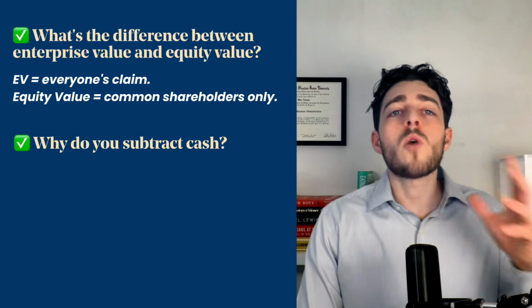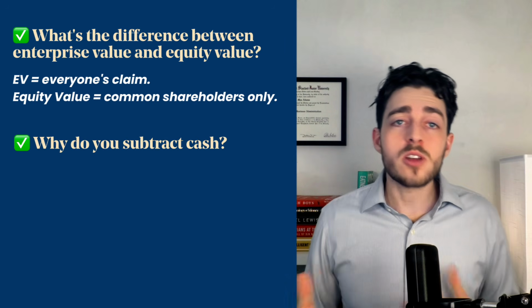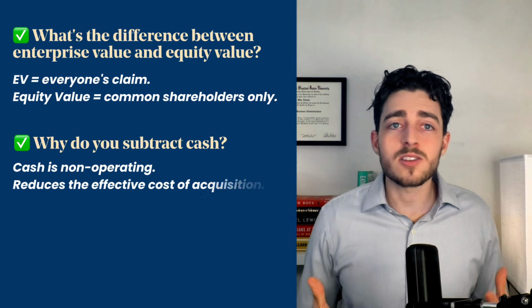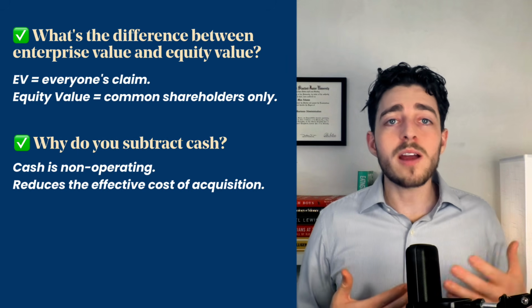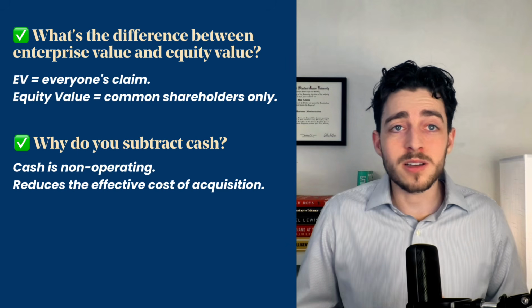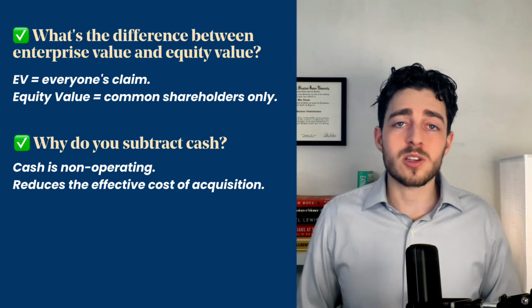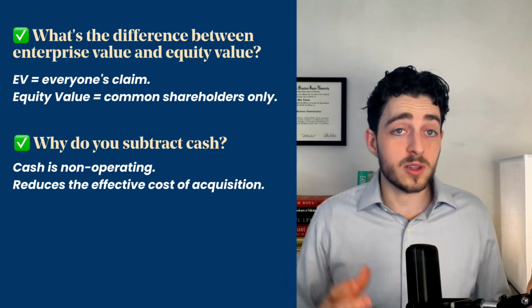They might ask conceptually, why do you subtract cash? Well, because cash is a non-operating asset. It's not part of the core business. It's just sitting on the balance sheet. And so an acquirer would inherit it and can use it however they want. So it reduces the effective acquisition cost. You're essentially getting a rebate equal to the cash balance.